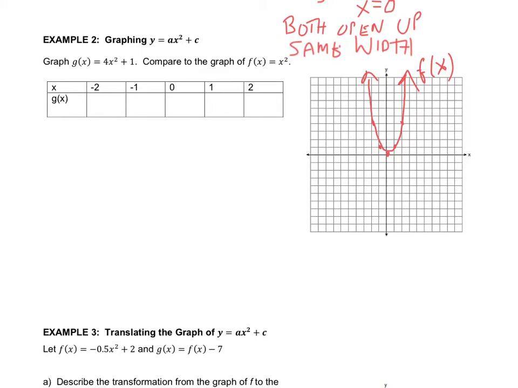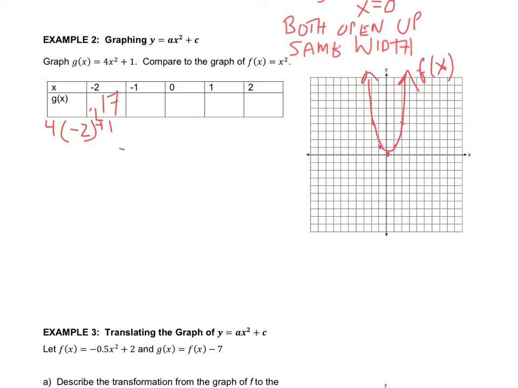So there's my f of x parent function that we're going to be comparing this to. So when I look at this one, we have g of x equals 4x squared plus 1. So again, we're still just going to keep working on the same table of negative 2 going in times 4 plus 1. That's going to give me 4 times 4 is 16, plus 1 is 17.